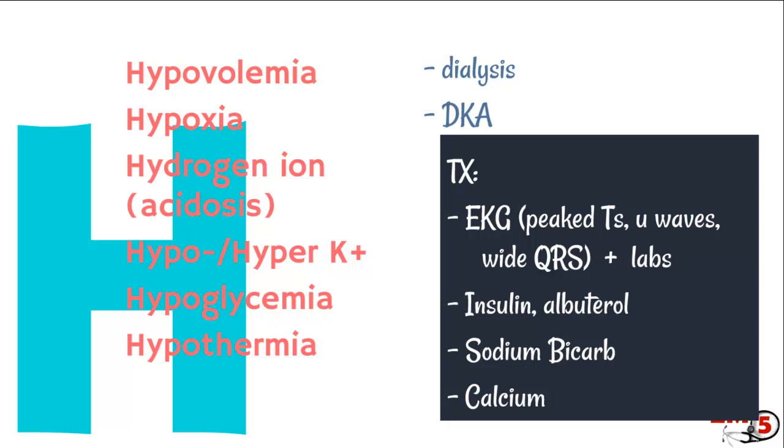Next up is either hypo- or hyperkalemia. It can be either of these. Common things with this is if it's a dialysis patient. If you see fistulas or a dialysis catheter, this should be first on your list for a patient who's in a code. On your EKG, you can look for peaked T waves, U waves, wide QRS. Obviously, try to get some labs to help diagnose this. Your treatment is going to be insulin, albuterol, sodium bicarb, and calcium.